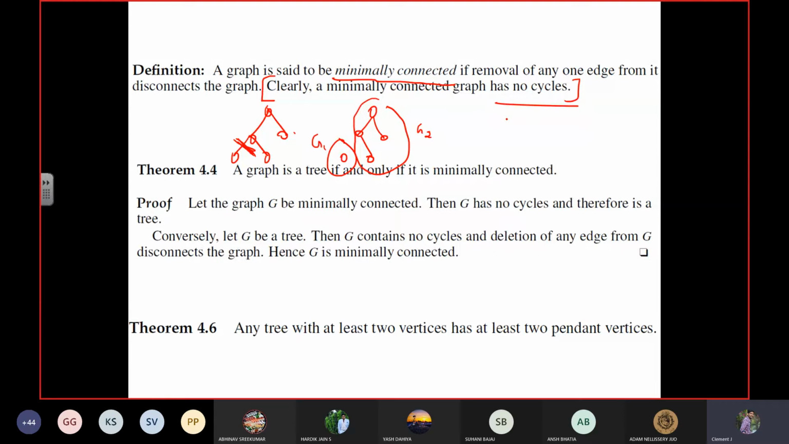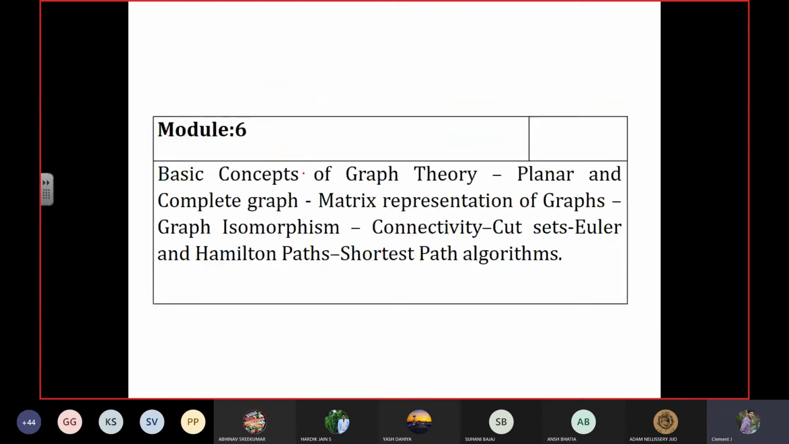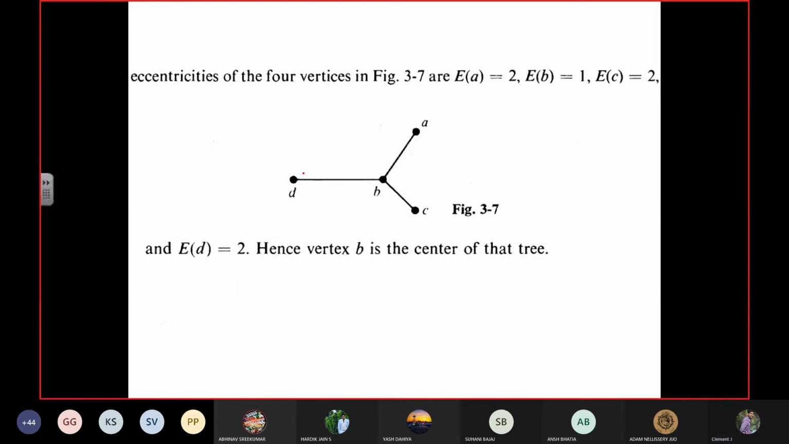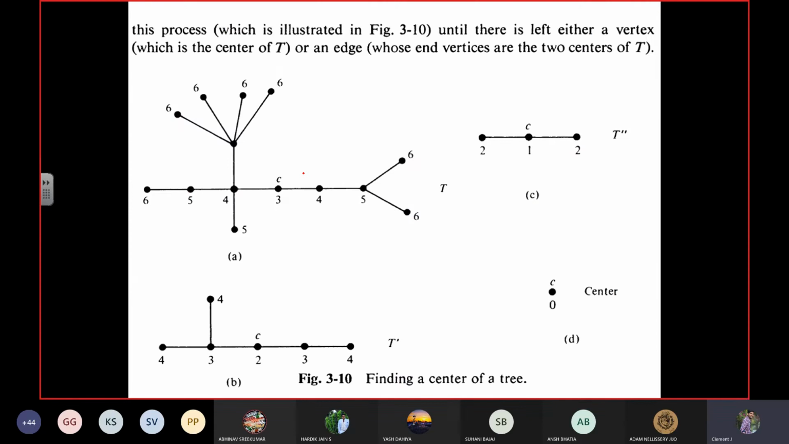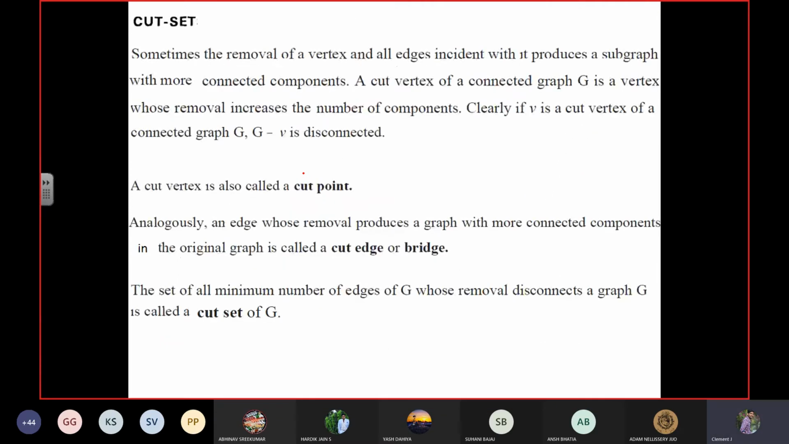I hope you understood the definition of minimally connected. Okay, next. Already we have discussed eccentricity, the center of a tree, and the center of a graph. Now we can enter into another definition, that is cut set and cut vertex. Let me explain with one page I have already taken, so that it could be easy when you go through that instead of the slide words.